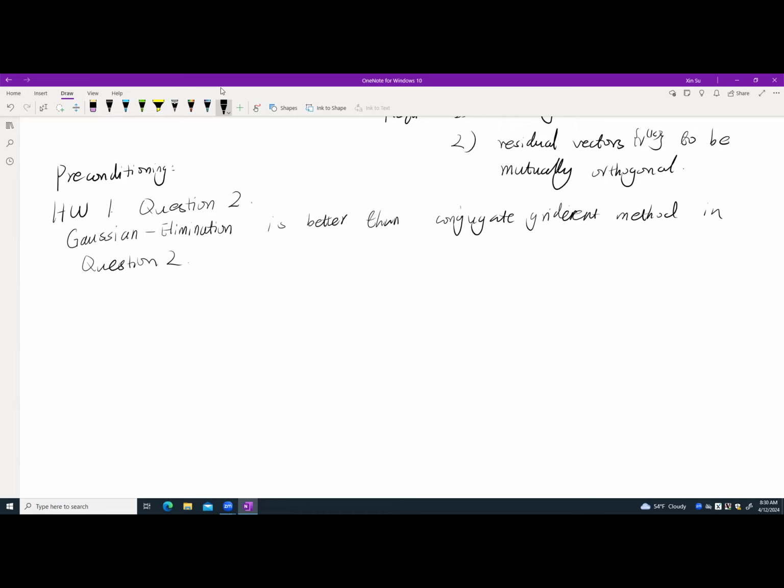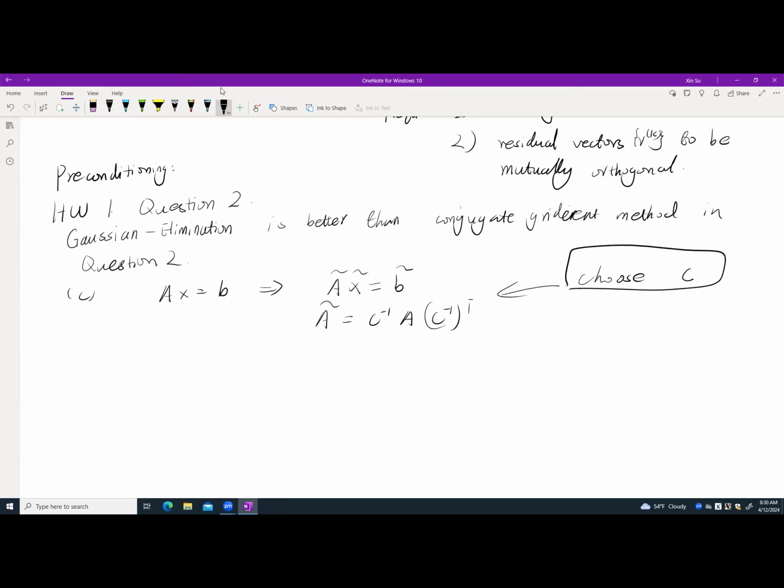In question 2C, you are doing some preconditioning, and that preconditioning is to change the system. So we have AX equals B, and we change the system into A tilde X tilde equals B tilde by letting A tilde equal C inverse A C inverse transpose. And then we need to choose the C matrix carefully so that we get a good system. Later on, I will tell you what a good system is.